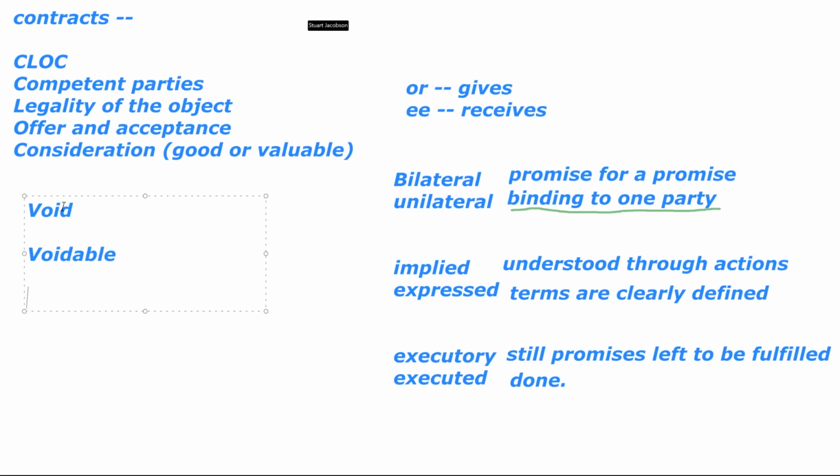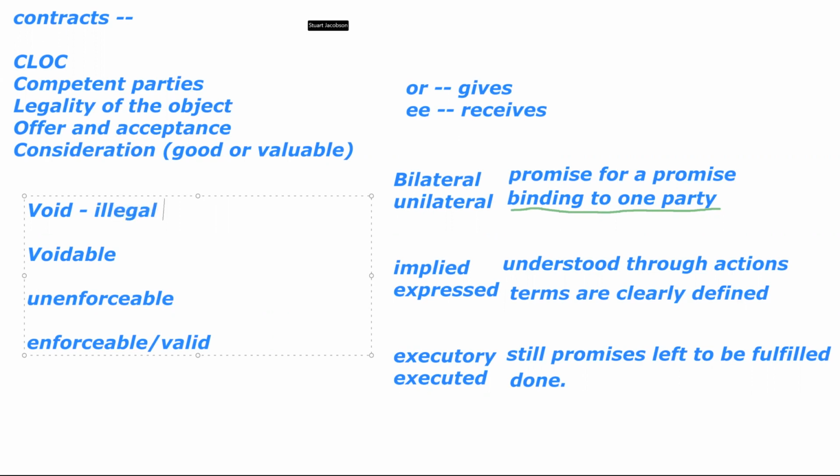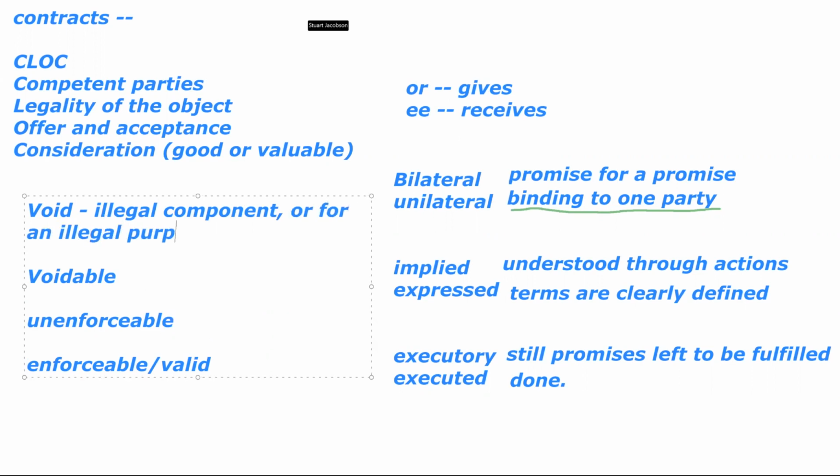And that's going to be void, voidable, unenforceable, and enforceable. And I'll also put valid here. So let's talk about these for a second. You ready? A void contract can never be acted on. As it is written, it could never be acted on, never enforced, never anything. This is usually one that has an illegal component or an illegal purpose.